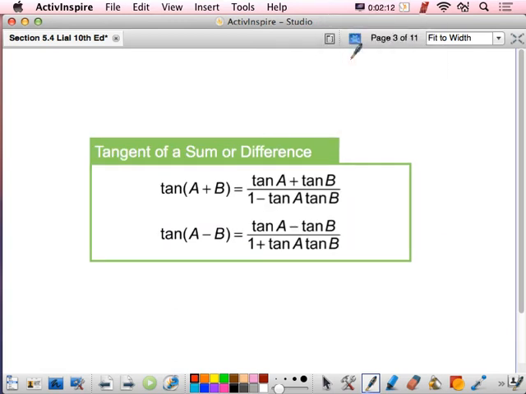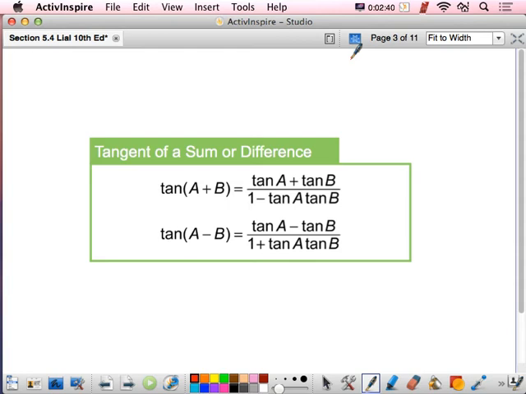Now let's look at the tangent of a sum and difference. And these are the two that people have a lot of trouble memorizing. The tangent of A plus B, two angles added together, is always equal to the tangent of A plus the tangent of B, all divided by 1 minus tangent of A times tangent of B. And then the plus and minuses just switch when you reverse it to subtraction. The tangent of A minus B is the tangent of A minus the tangent of B, divided by 1 plus the tangent of A times the tangent of B.